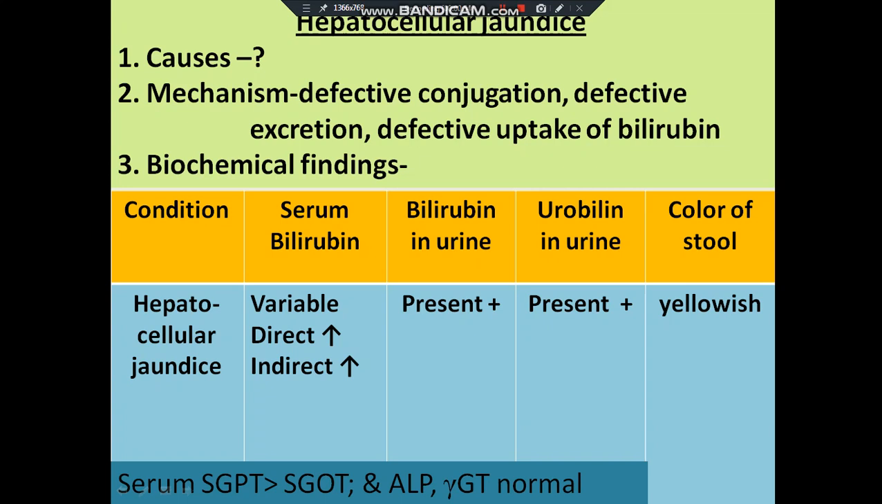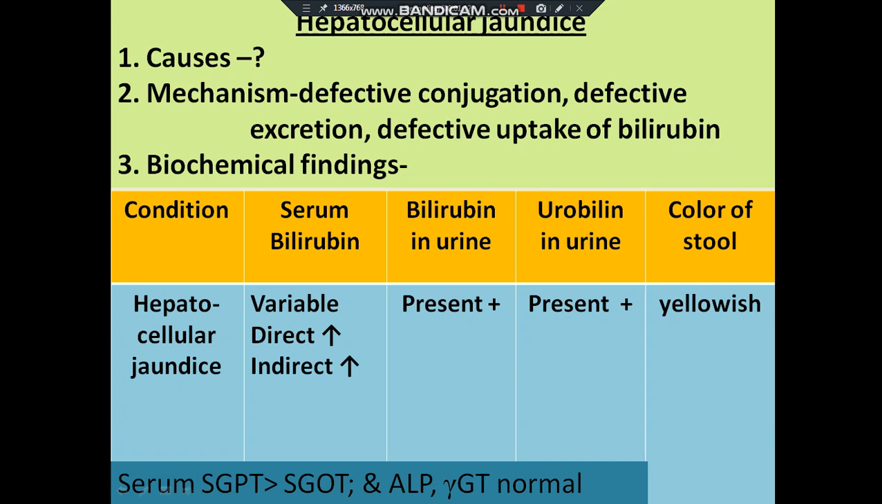Now, what is hepatocellular jaundice? The mechanism is defective conjugation, defective excretion, or defective uptake. If any of these three occurs, then hepatocellular jaundice is seen. What are the biochemical findings?